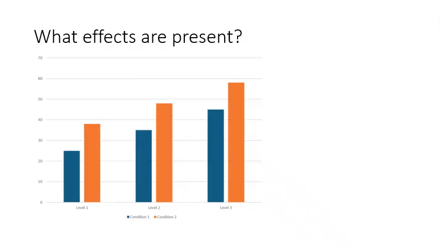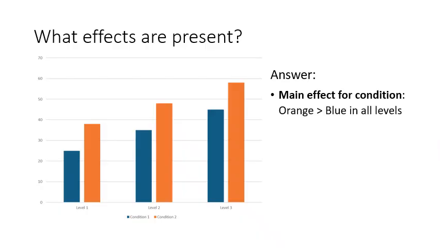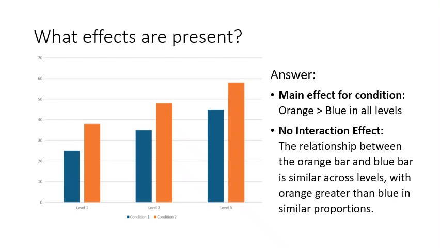What effects are present here? Well, we can see that we have the main effect for condition in the sense that the orange is higher than the blue in every level. But we also find that we have no interaction effect, and that's because the relationship between the orange bar and the blue bar is similar across levels. Admittedly, level 3 bars are higher than level 2 and level 1, but the fact that the pattern is the same is what tells us that no interaction is present. If the pattern were different, this might be an interaction.